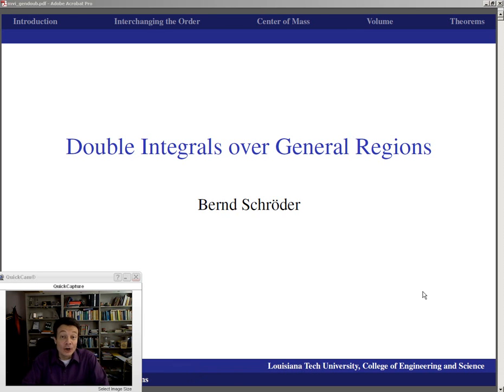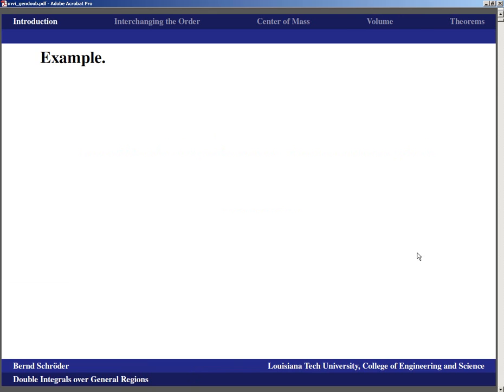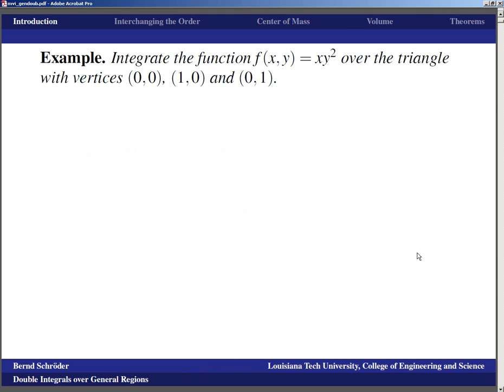Okay, so now we've got the concept of double integrals, and we also have the connection between double integrals and symbolic integration. It's time to now look at double integrals over general regions. And well, let's just take a look at a simple example. If I asked you to integrate the function f of xy equals xy squared over the triangle with vertices (0, 0), (1, 0), and (0, 1), then technically speaking, because we have not defined yet what these integrals would be, the answer would be, well, okay, so let's take a look at the definition.